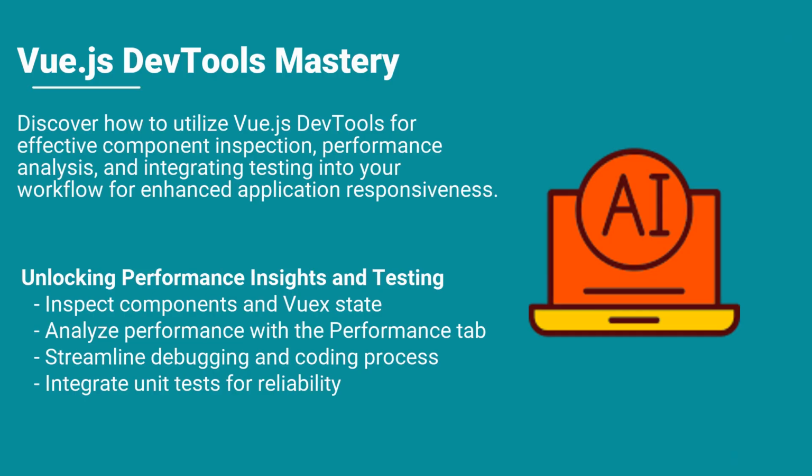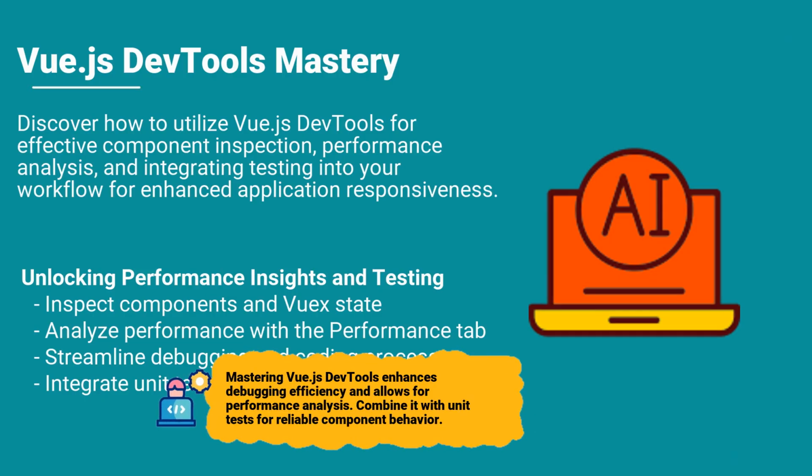Now, besides just checking out your state and props and tweaking values on the fly, did you know DevTools can also give you some valuable performance insights? When you switch over to the Performance tab, you can analyze component re-renders and spot those pesky performance bottlenecks. This is super important, especially as your application grows, to make sure it stays responsive.